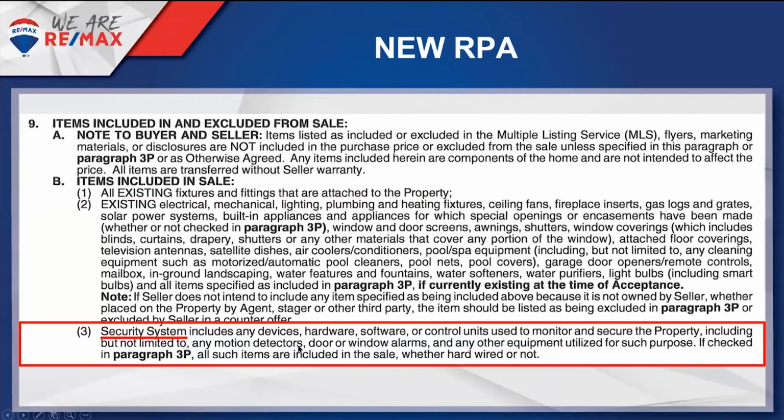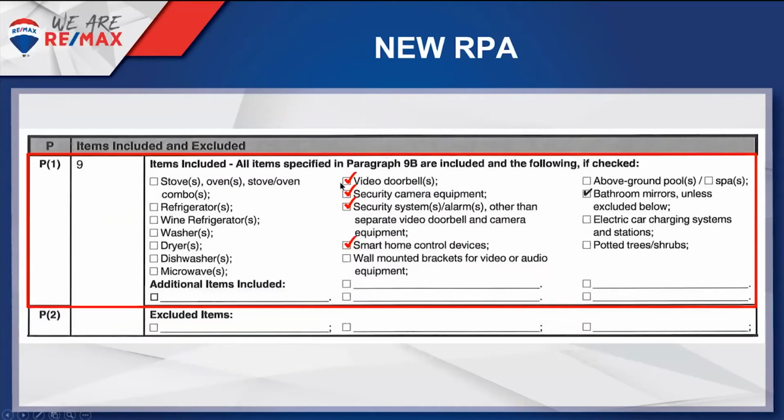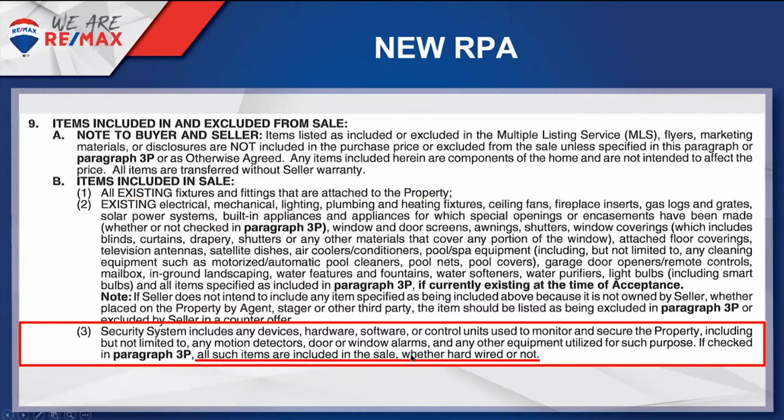Okay. Security systems. So any devices, hardware, software, control units, monitors, including but not limited to motion detectors and window alarms, are as specified in 3P. If there's anything they're checked, then they are included in the sale, whether they're hardwired or not. So if they're remotely connected, they're still included.